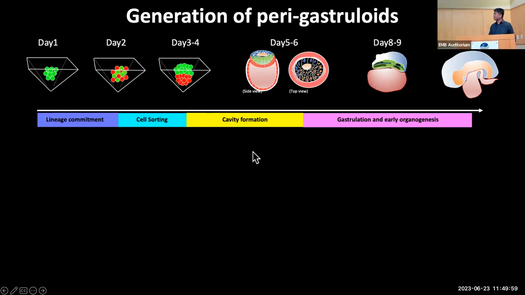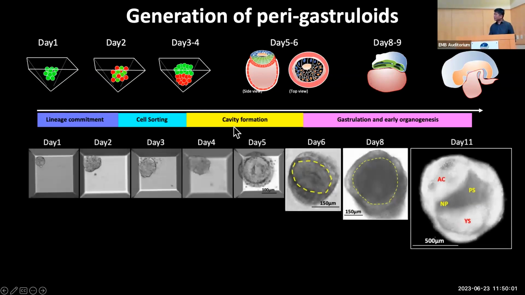So this is exactly what he did. He started with a group of cells, like 50 or so, and then at day 2, the aggregates start to grow, and at day 5, we start to see some structures form in these aggregates.